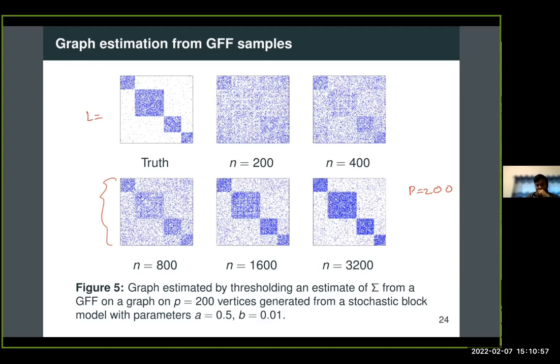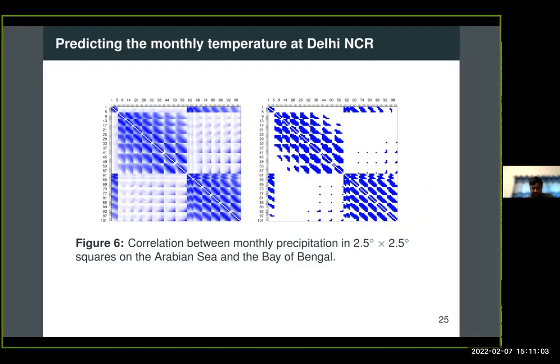Okay, so let me end with a data application. Here I will try to predict the monthly temperature at the Delhi NCR region, which fortunately turns out to be almost like a 2.5 degree cross 2.5 degree box. I found that the National Weather Service in the US collects weather data for all locations across the globe. So I collected data for the Arabian Sea and Bay of Bengal.